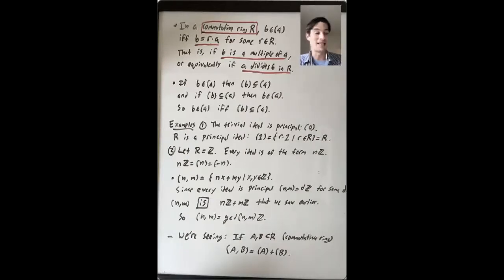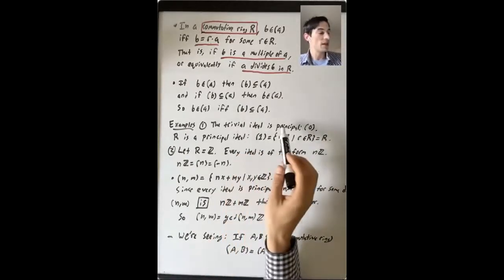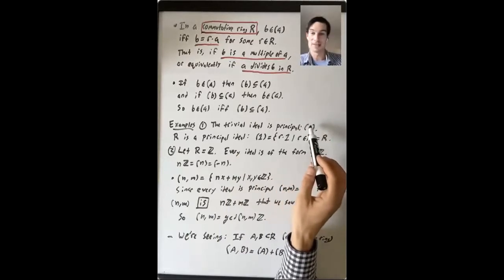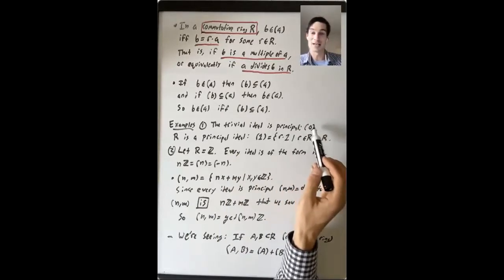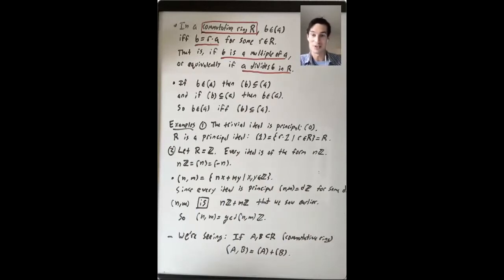All right, so the last thing I want to do in this video is talk a little bit about the simplest examples. So the trivial ideal in a ring is always principal. It's the ideal generated by just the additive identity. That's easy to check. If you think about what the ideal generated by 0 looks like, that's all you get.